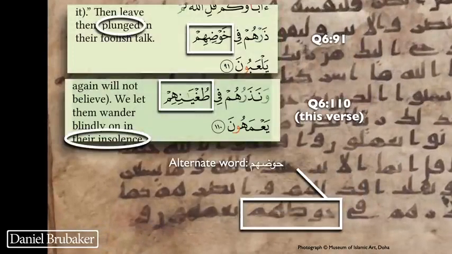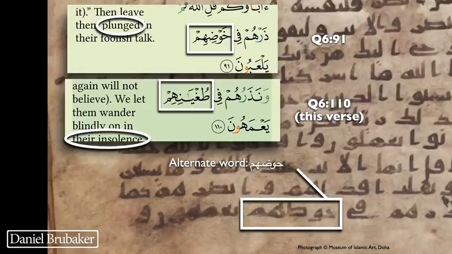Okay, and here we are right at the very end with the moment that I promised you, which is an alternate word. It's not the first alternate word that we've seen on the page, but I think it's one of the more interesting ones. This is verse 6:110. This part of the verse reads, Fi tughyanihim yatmahun. We let them wander blindly on in their insolence.